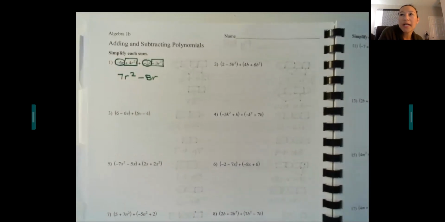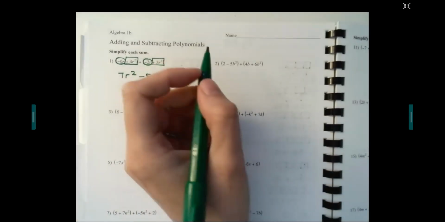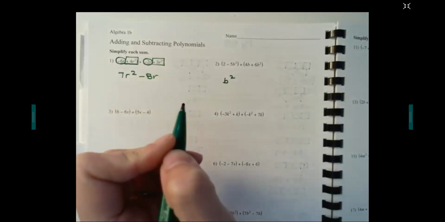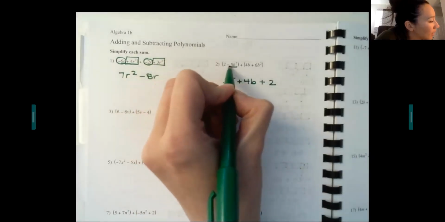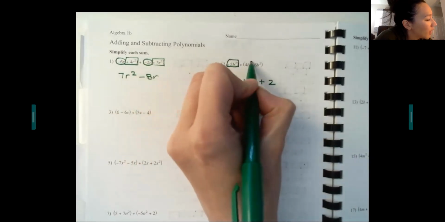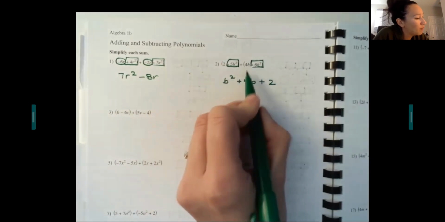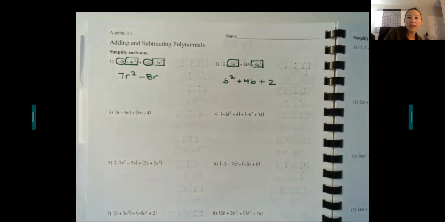Okay, number 2, Omari. Okay, so I got b squared and 4b plus 2. Okay, yep, so the only like terms that we had here were the negative 5b squared and positive 6b squared, which combined to just b squared. And then 4b didn't have any like terms, so we just write plus 4b, and 2 didn't either, so plus 2. Very good, thank you, Omari.